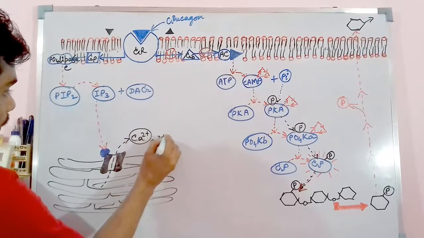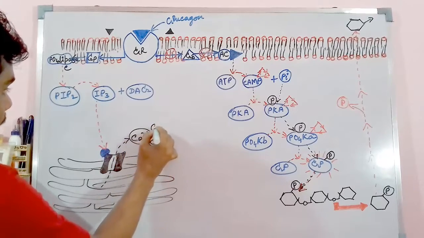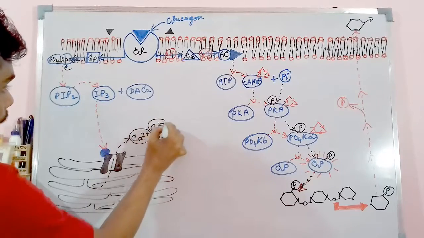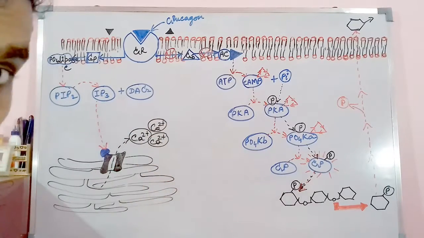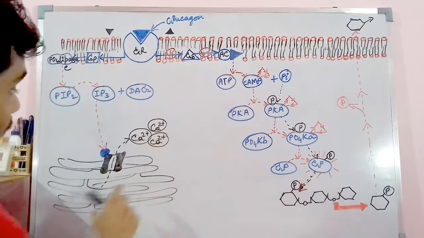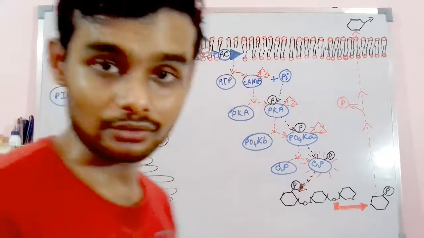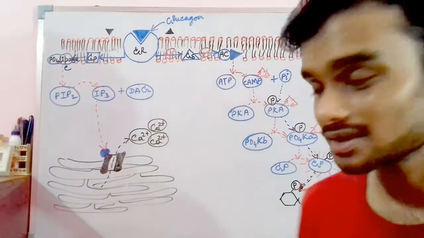the endoplasmic reticulum. The Ca2 plus ions would come out of the endoplasmic reticulum, because the endoplasmic reticulum is normally a reservoir or a pool of the calcium double positive ions.